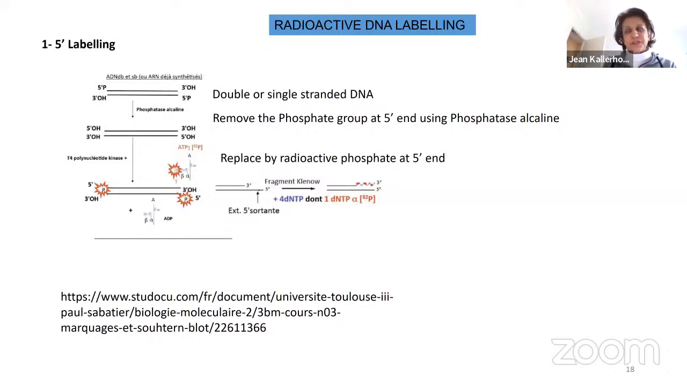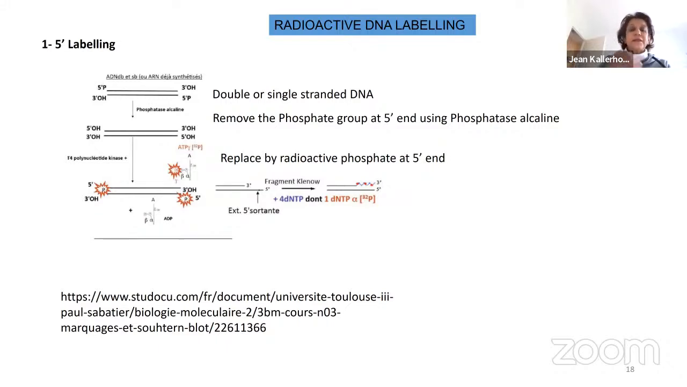Next time I will show you a radiographic film so that you can understand what it is. Okay, so these are used as molecular probes and they are labeled, and because of this phosphate labeling, you will be able to see it. So this is the 5' labeling.